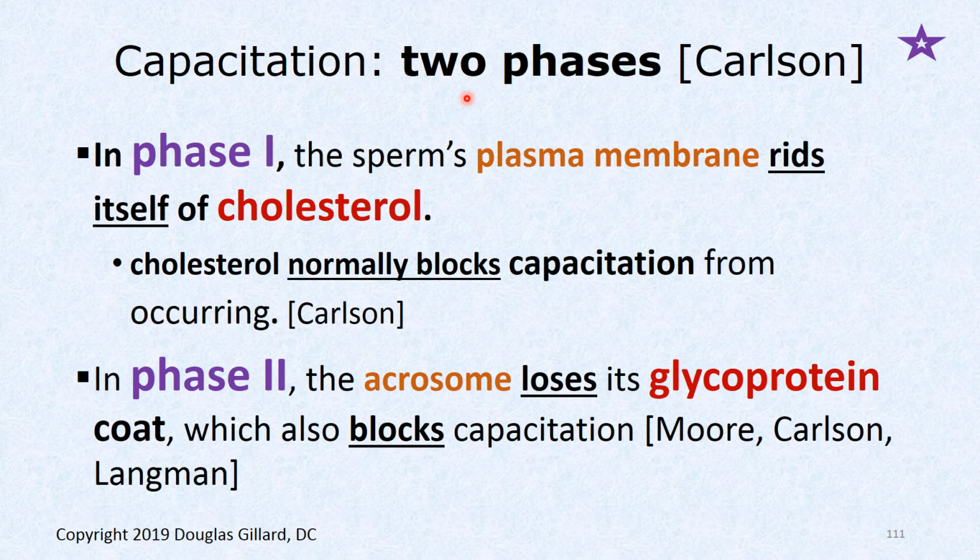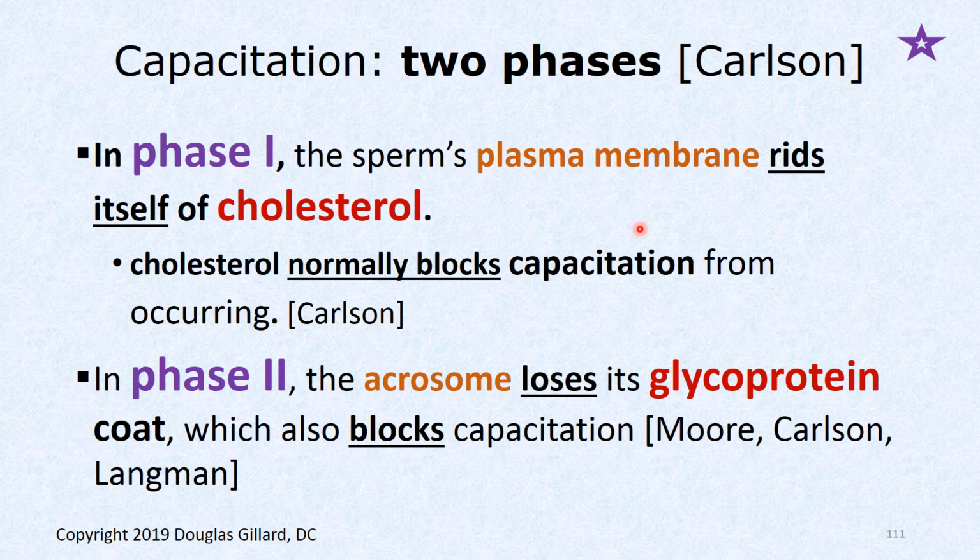So what exactly is capacitation? These chemicals soak into the sperm, and the first thing that happens is it rids itself of cholesterol. So the plasma membrane of the sperm just sheds cholesterol. Normally cholesterol blocks fertilization from occurring. Let me make a note of that. Sorry, slide 111, need to fix that. It blocks fertilization from occurring. You can't bind with a lot of protein in there.